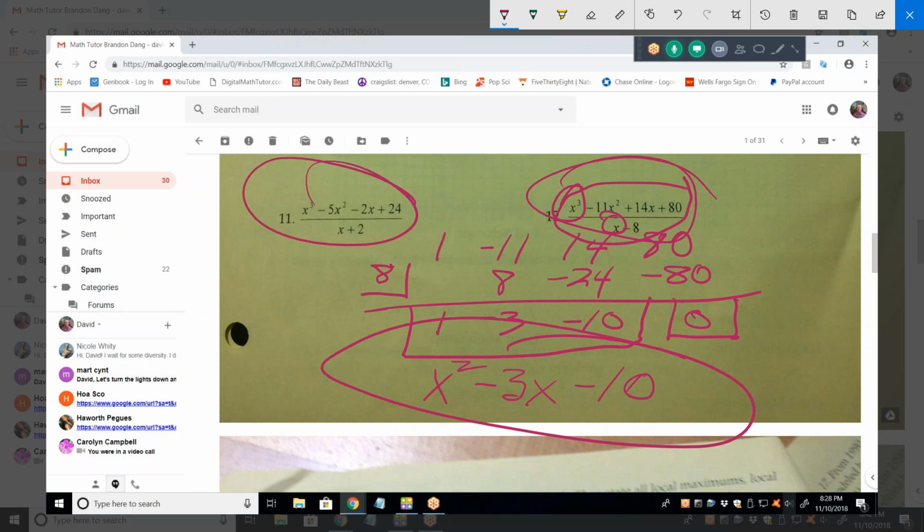In other words, the beauty of synthetic division is you get your answer when you're done. And that 0 tells you that that is a perfect factor. In other words, x minus 8 is a factor of that cubic. It's a perfect factor. It divides evenly this many times. Okay? Questions, or shall we go on? Okay.